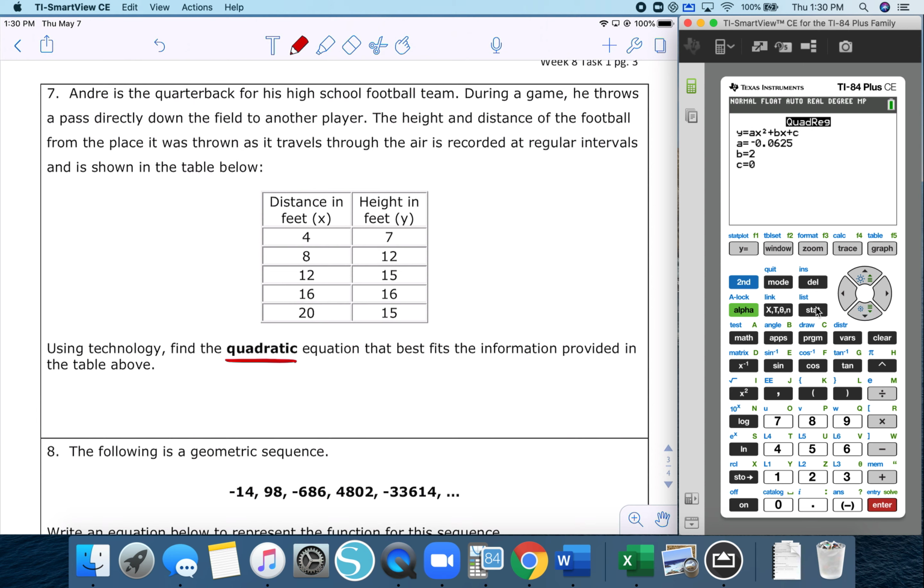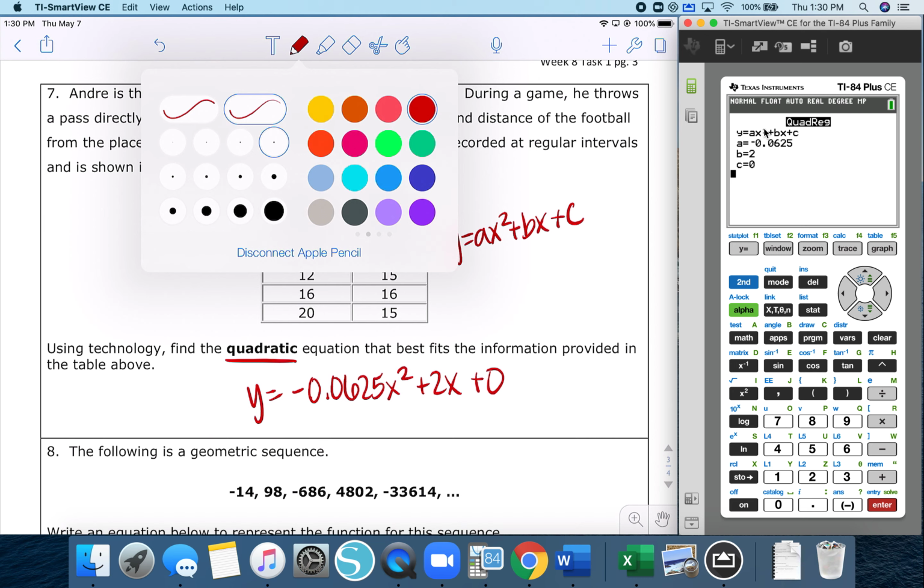So on this, ax squared plus bx plus c. Please, please, please make sure, even though we're giving you the calculator part, make sure you're looking at that first line to see what the equation needs to look like. So negative 0.0625x squared plus 2x plus 0.